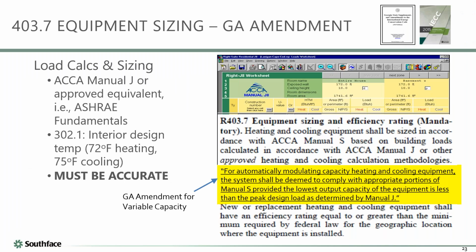I thought I'd share with you what the code says, which is the language right here. Basically select it or size it with Manual J and S. And what Georgia added was one sentence. We didn't modify anything, we just added a sentence. And what we said is, if you have automatically modulating capacity, heating or cooling, what does that mean? Equipment that can automatically adjust its output. You are deemed to comply, provided your system can throttle itself to be less than the peak load.